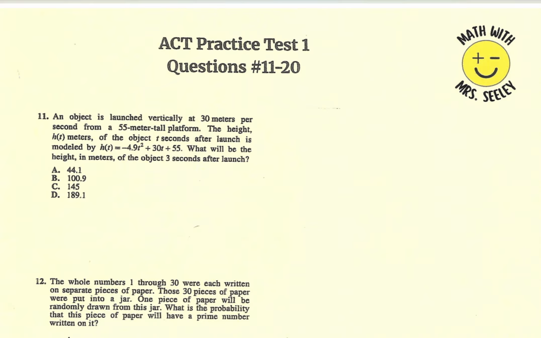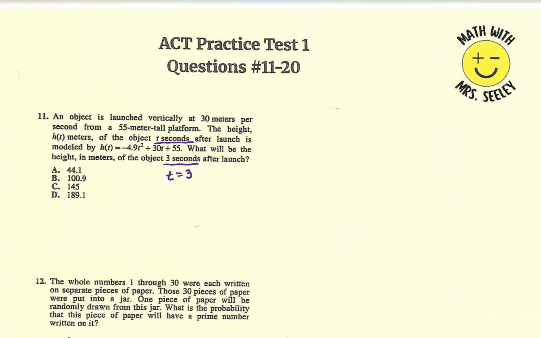In question 11, it says an object is launched vertically at 30 meters per second from a 55-meter tall platform. The height, h of t meters, of the object t seconds after launch is modeled by that function. What will be the height in meters of the object 3 seconds after launch? Where we're told that t is the seconds and it's 3 seconds. So therefore, that means that your t is 3.